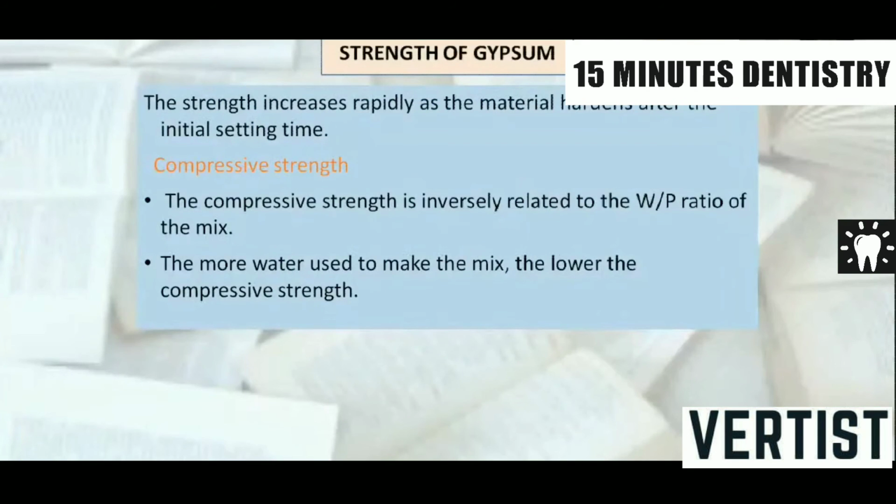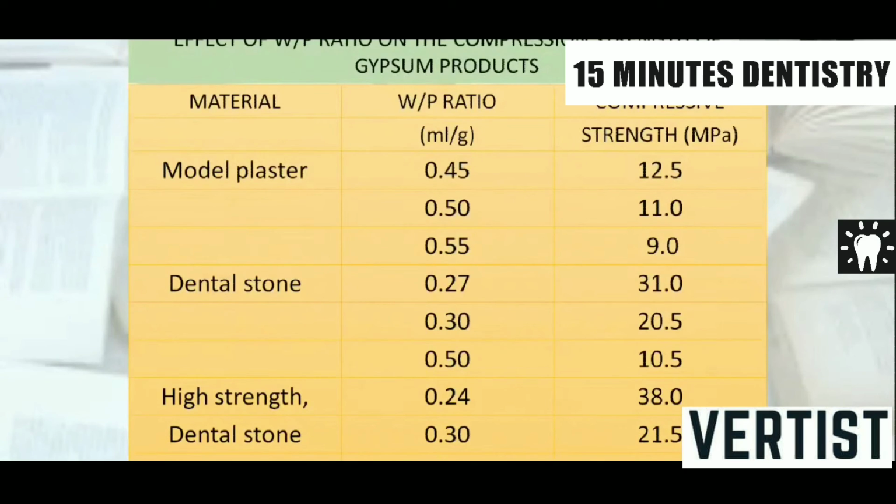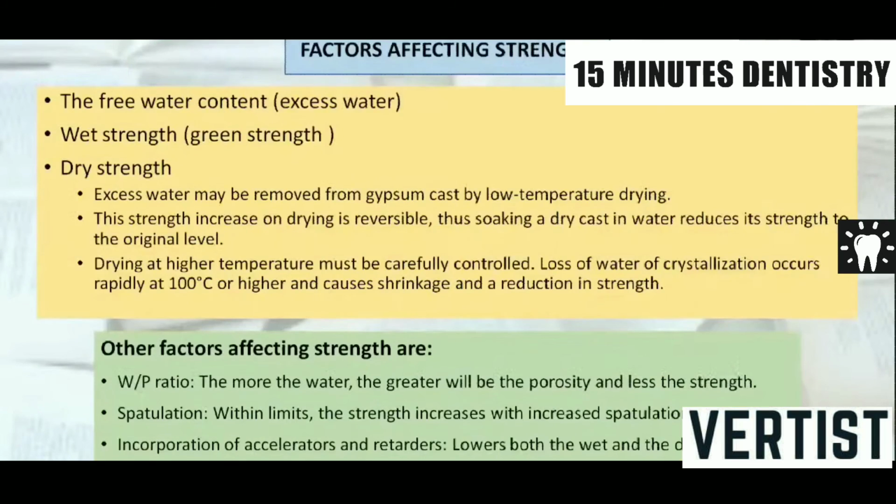Strength of gypsum: you have a compressive strength that is required for it. These are the water powder ratios for modern plaster, dental stone, and high-strength dental stone. You see that as the water powder ratio decreases, the strength will increase. So the water powder ratio inversely affects the compressive strength of the model.